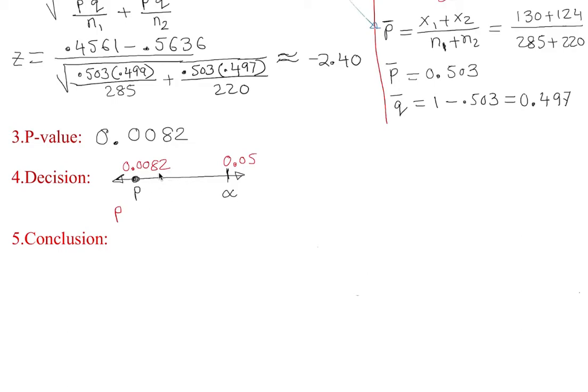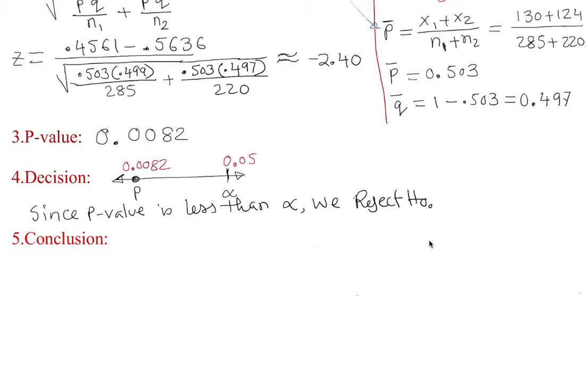So what is the decision? Look at this. This phi value is way less than the alpha. Since the phi value is less than alpha, we reject the null hypothesis.